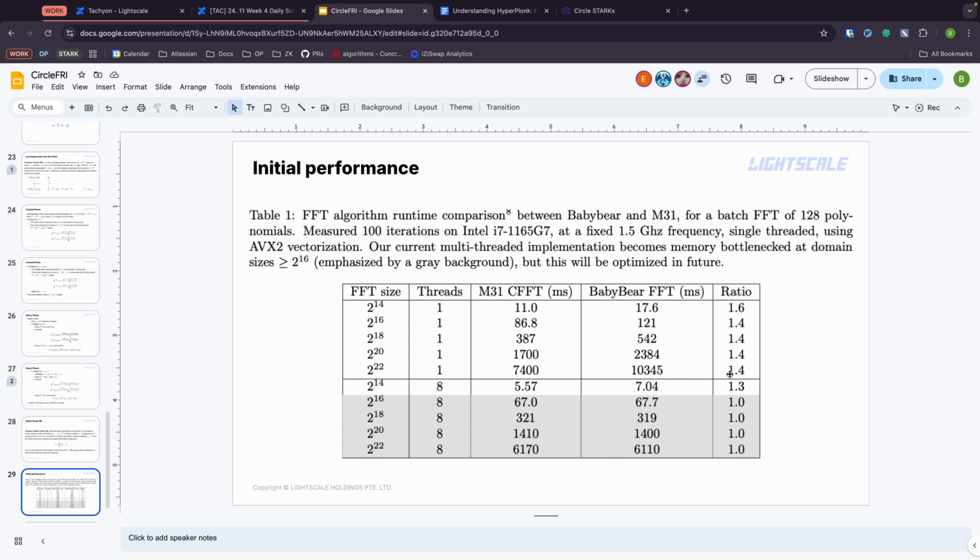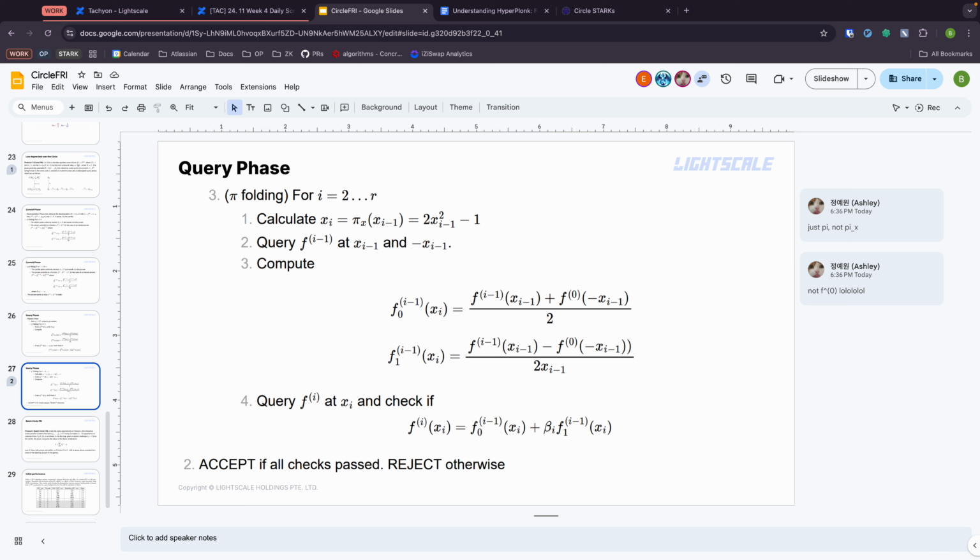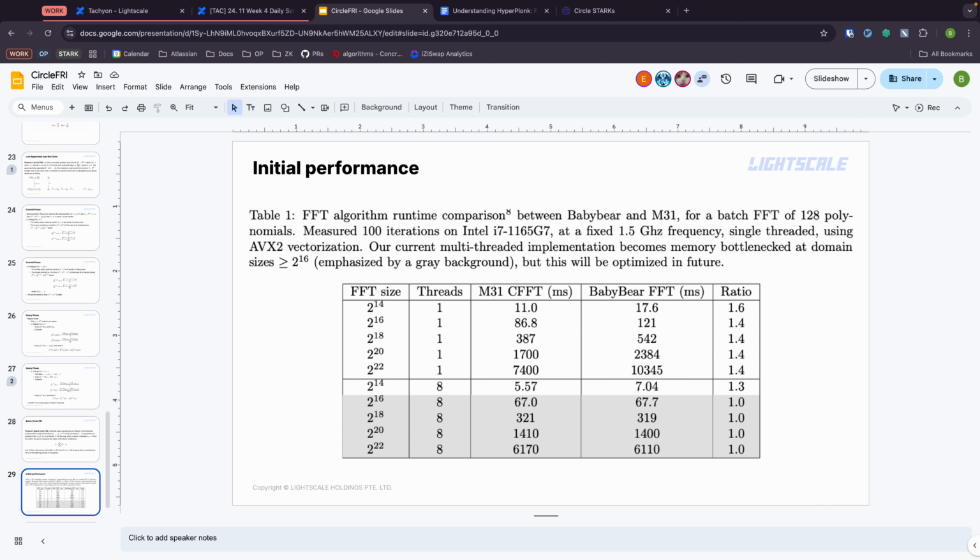And the result of this is, actually the optimizations just come from the field arithmetic, because it's much cheaper now. We can see here that this is actually one thread, because they said there's a memory bottleneck in the multithreaded environment, but they said this will be optimized in the future. And you can see a consistent performance gain of 40% in execution time in just a single thread compared to BabyBear.